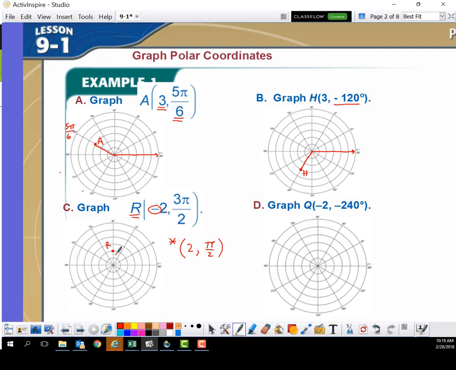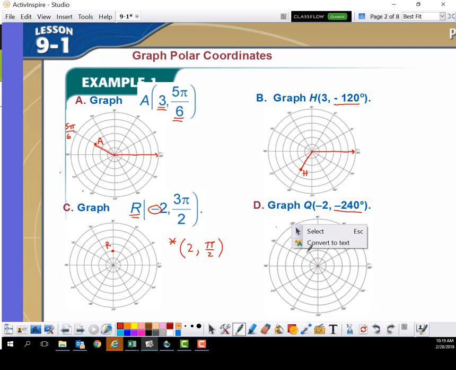So look at part D. Graph Q if Q is -2, -240. So remember, negative angles means we go clockwise. So we go 180. This would be to 270. So it looks like this line here is -240.